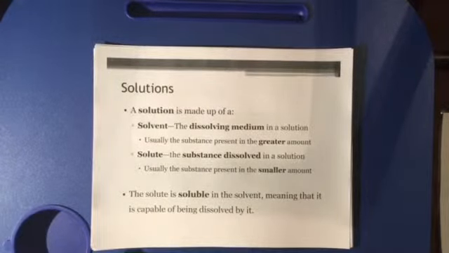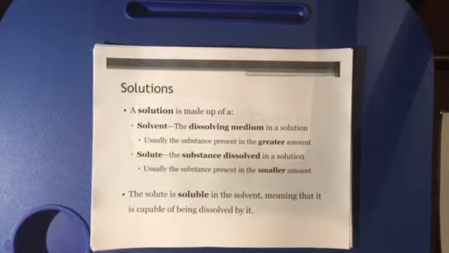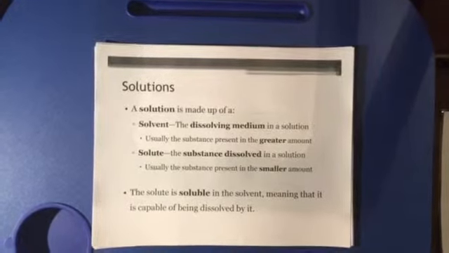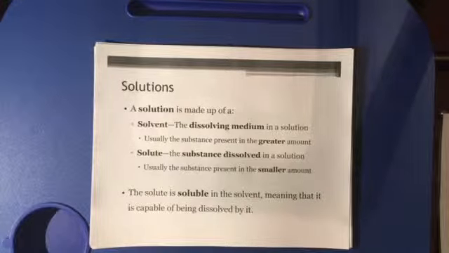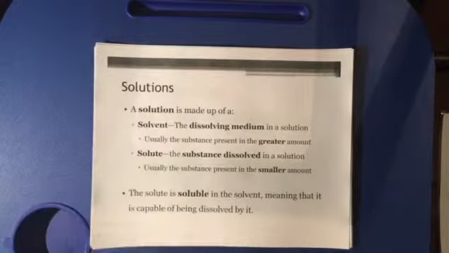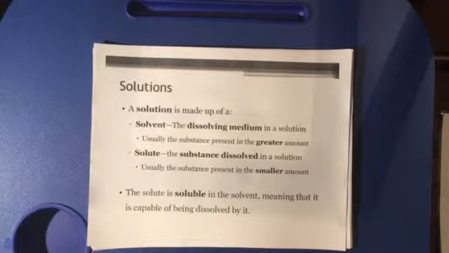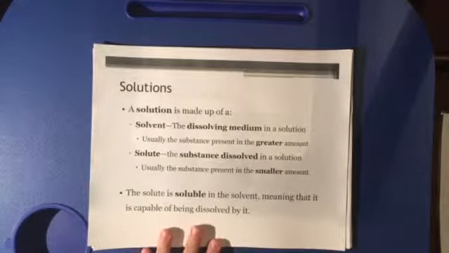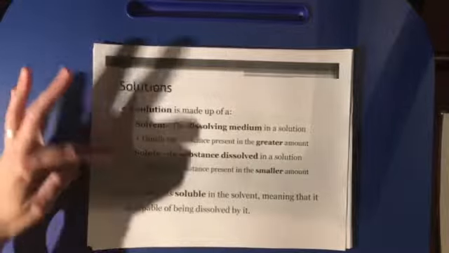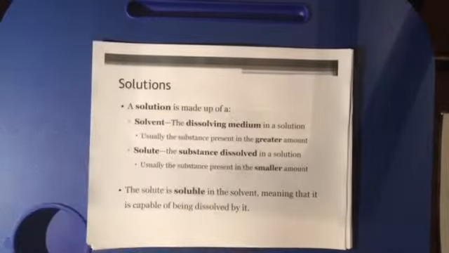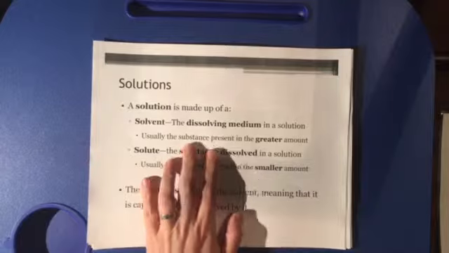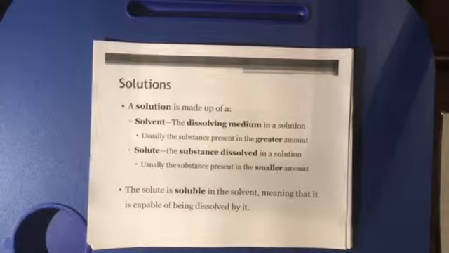A solution is made up of a solvent and a solute. The solvent is the dissolving medium in the solution, so that's what the solute is being dissolved in. The solute is the substance dissolved. So, for example, in the saltwater solution, the salt would be the solute, and the solvent would be water. The solvent is usually the one that's present in the greatest amount.